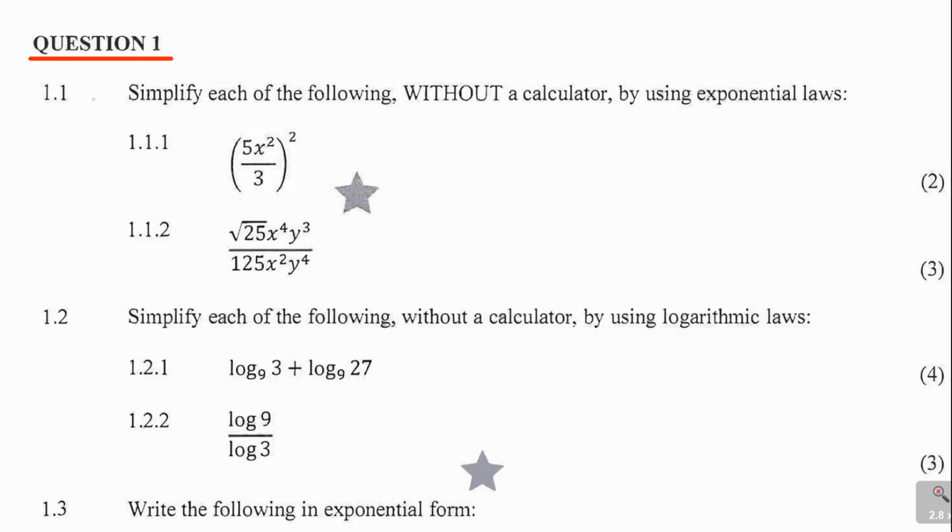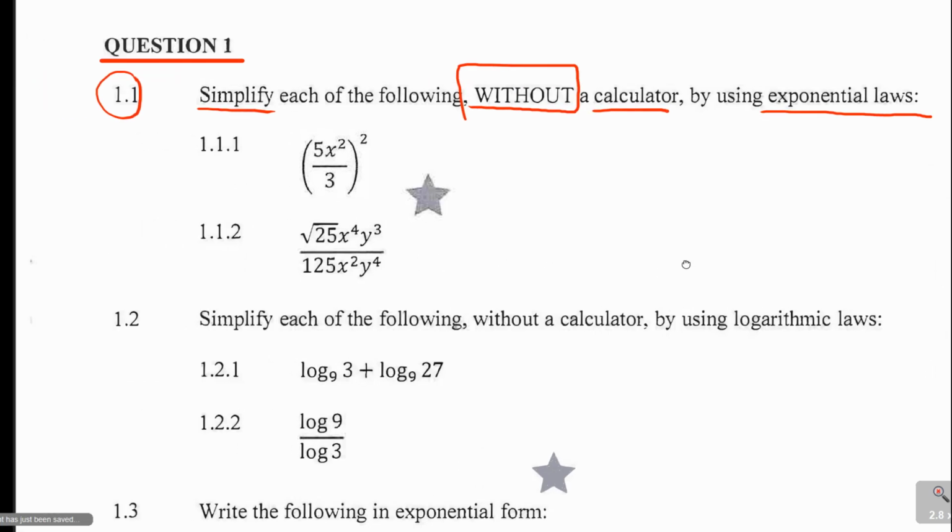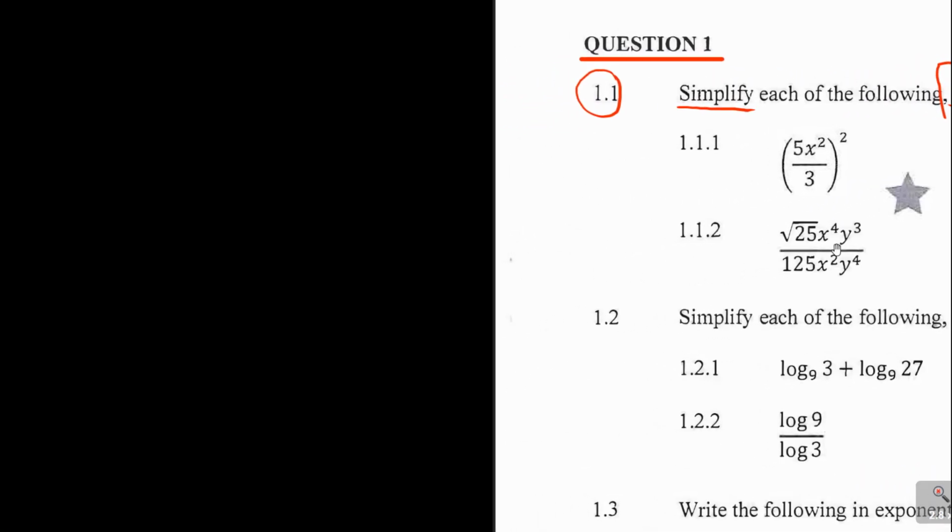It says question 1. What is the instruction? Simplify each of the following. Now they emphasize here without a calculator, and then we need to use exponential laws. So how do you go about it now? If you had to use exponential laws, let's look at this.